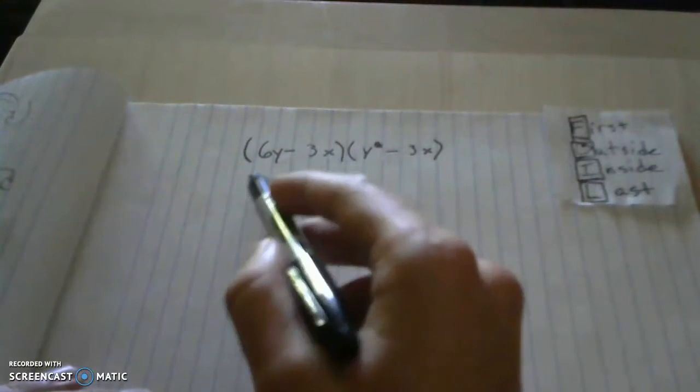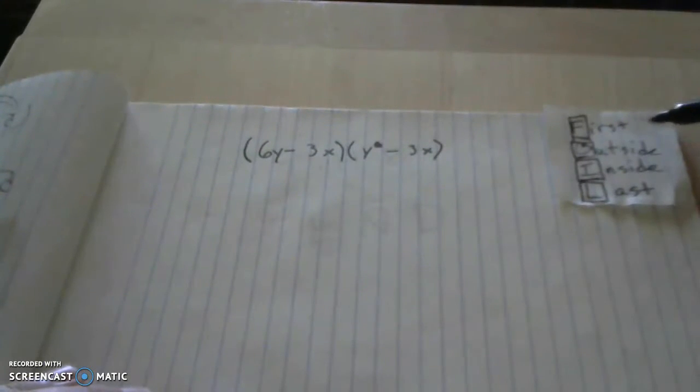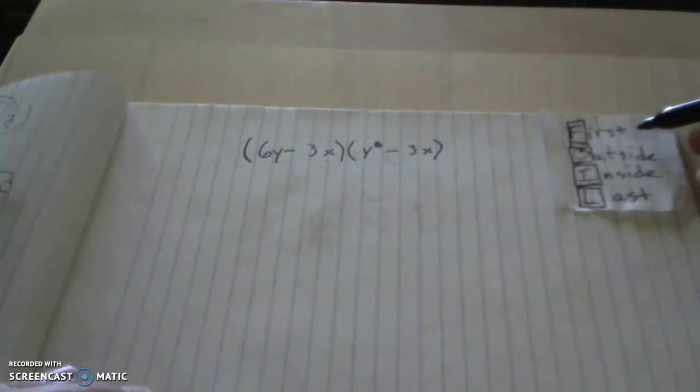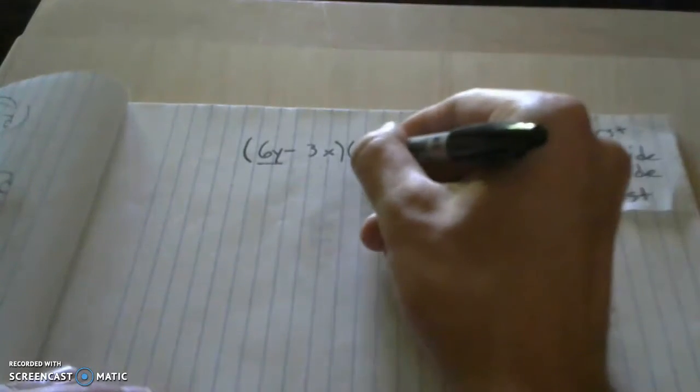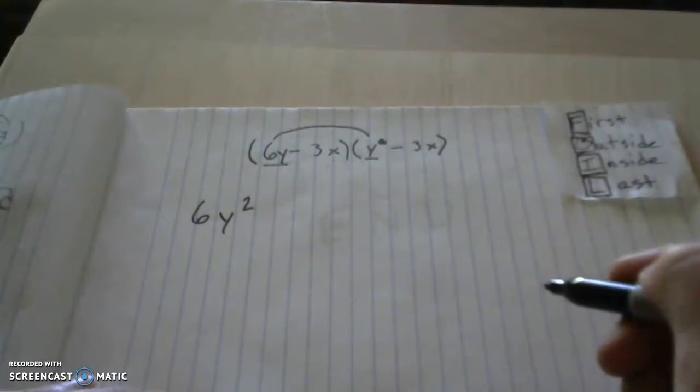We'll take the first term here, 6y, and multiply it by y so that we can multiply our first terms, the first step of FOIL. So we'll take 6y times y, and we'll get 6y squared.